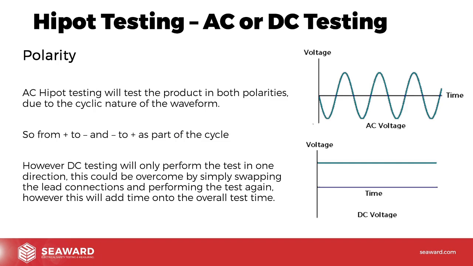The other thing to consider is polarity. Again, from a time frame point of view, AC testing will test the product under test in both the positive to negative waveform, but also in the negative to positive side of the waveform. So we're actually testing an AC circuit in both polarities. However, DC testing, because of its very nature, will only perform the test in one polarity. Now, if you do need to test in both polarities, that could be overcome by simply swapping the test lead connections, so taking your hot end and swapping it for the cold end and vice versa.